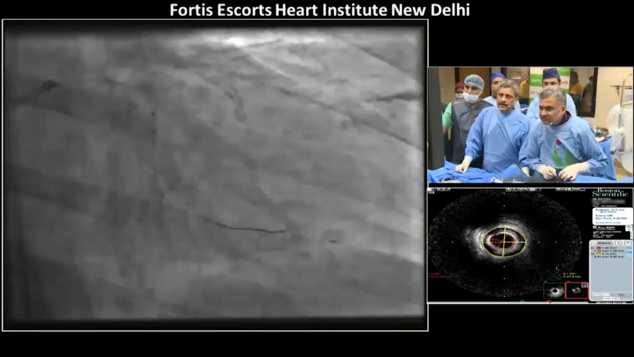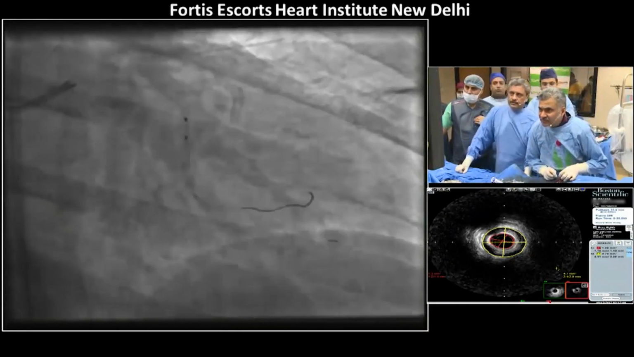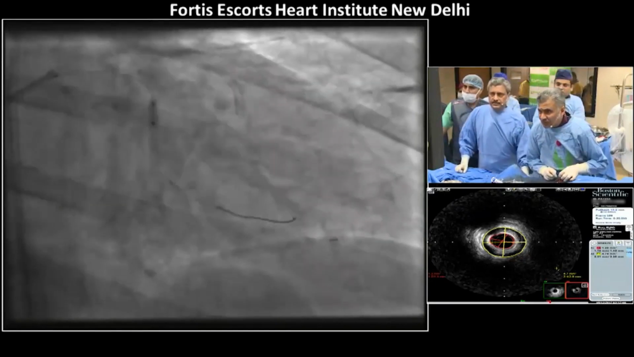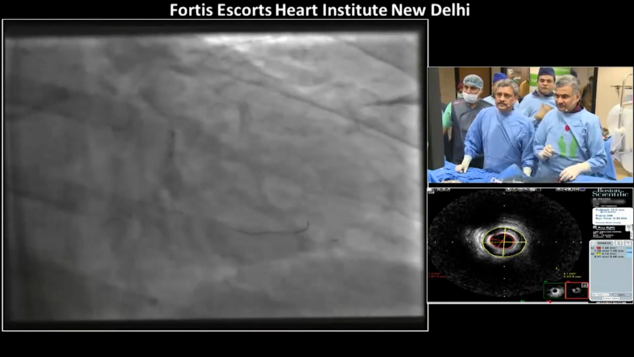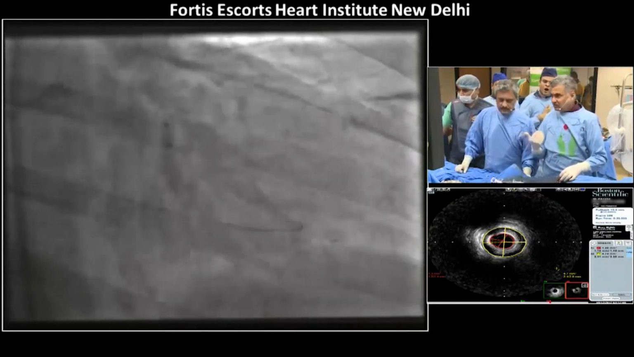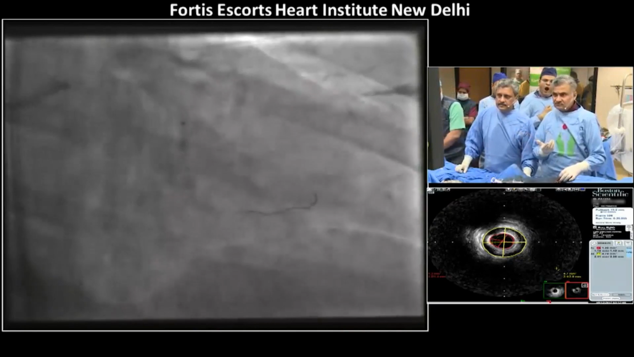So patient is tolerating these multiple inflations very well. Wow. Probably ischemic preconditioning is the right word for it. Okay, so we have about three to four minutes left in our transmission.